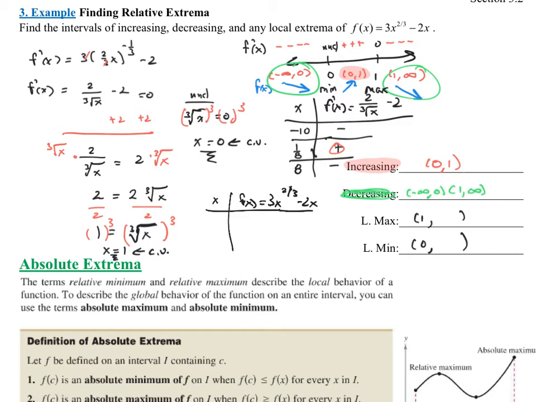If I plug in the number, well, I have to plug in 0 first. If I plug in 0, I'd have 3 times 0 to the 2/3 minus 2 times 0. Using my calculator, I get 0. And then I need to plug in the x value of 1. 3 times 1 to the 2/3 minus 2 times 1 is the number 1. So I know at the point (0, 0) I have a minimum, and I know at the point (1, 1) I have a maximum. Finishing off my answers to the problem.